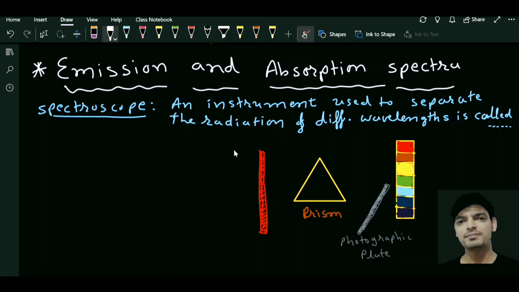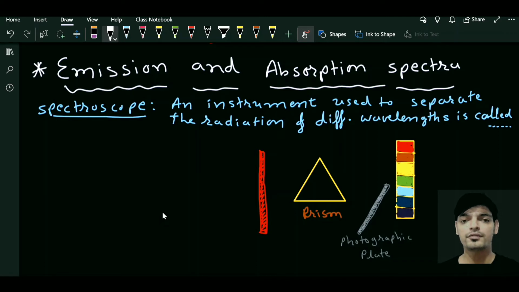So what is there in a spectroscope? As you can see in the image, a spectroscope generally has a prism. From any source we apply the radiation, the radiation strikes the spectroscope, and then it passes through the prism. On the other side the telescope is there, and the telescope is used to examine the emergent radiation.